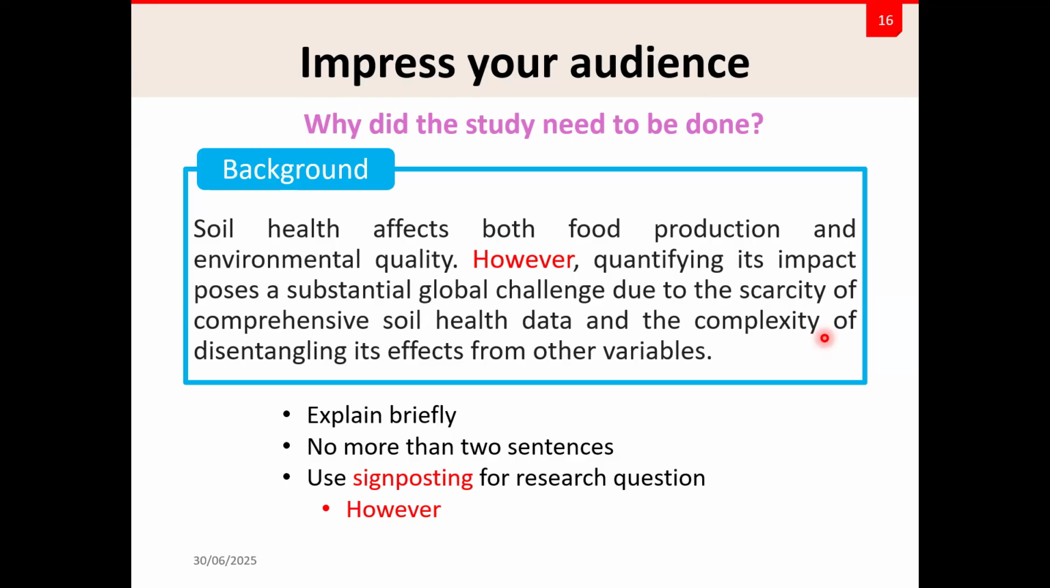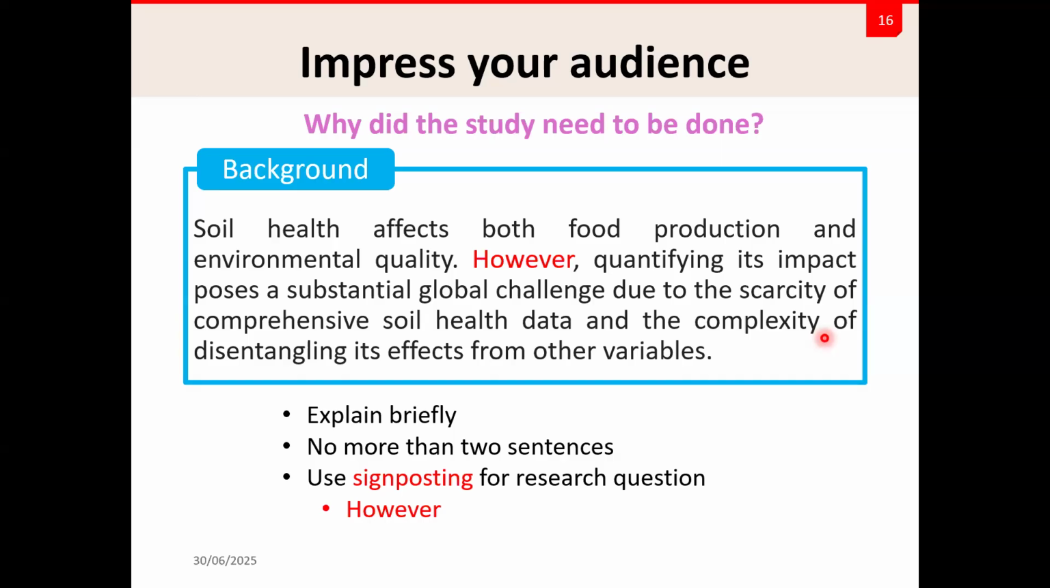So when you read this sentence, you see that it's very brief, very clear, and easy to understand, right? And when you write the background, do not write more than 2 sentences. Write very simple, like soil health affects both food production and environmental quality. Simple, and it shows the background. And then you write about your aim.